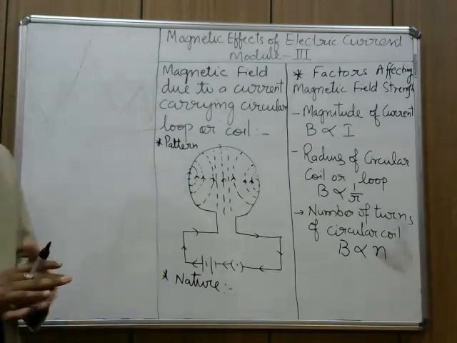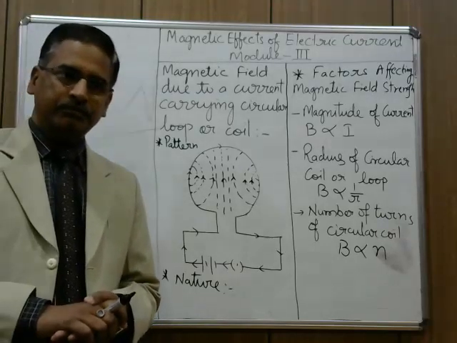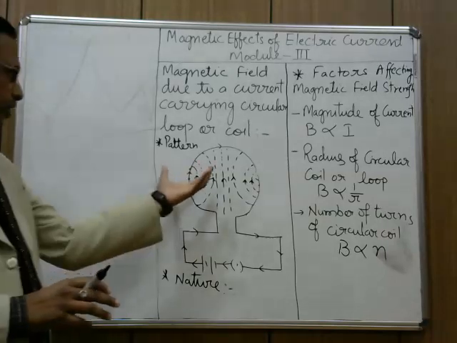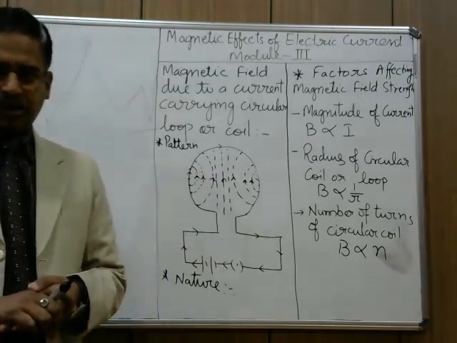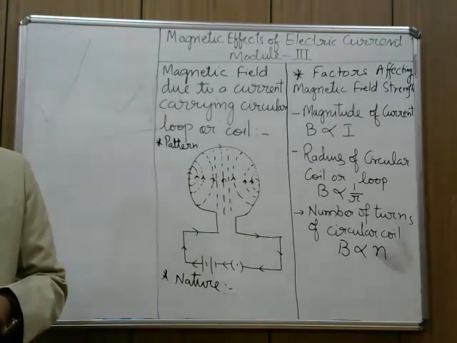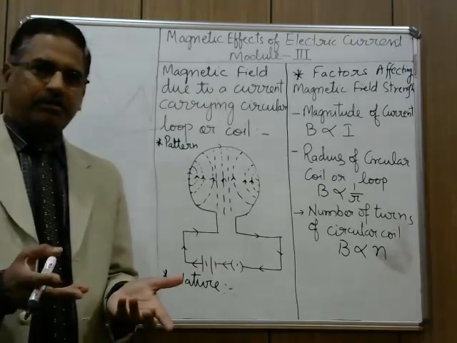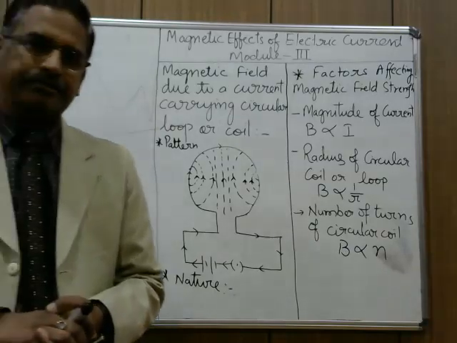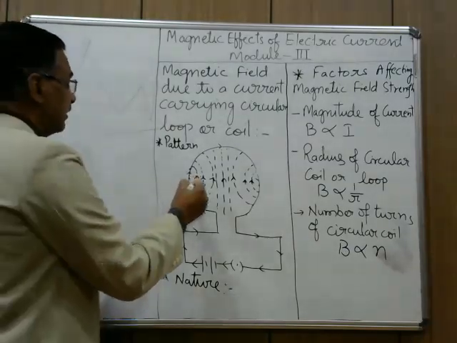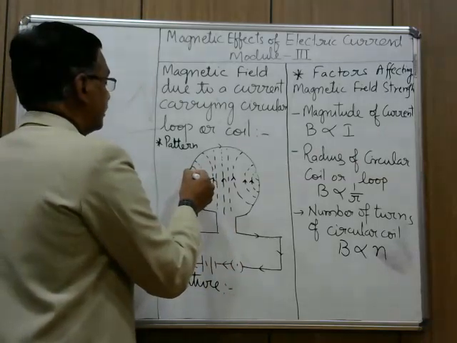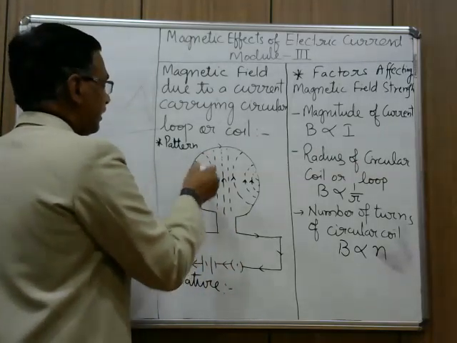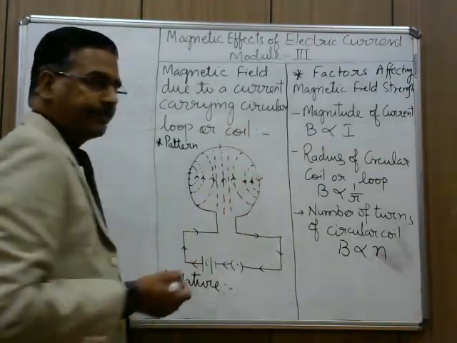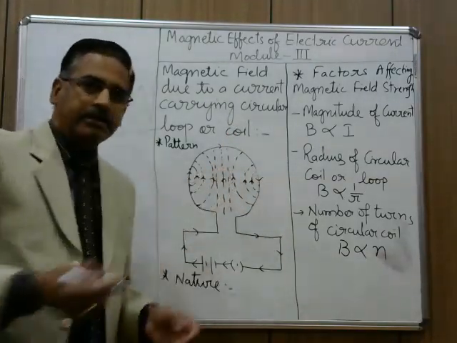Now the question is, how can we change the direction of magnetic field produced by the circular coil? Answer is very simple. Just by reversing the direction of current. As you see, since here the current is flowing in this direction, it is upward, so at this point it is anti-clockwise, here it is downward, so it is clockwise. Inside they are in the same direction.